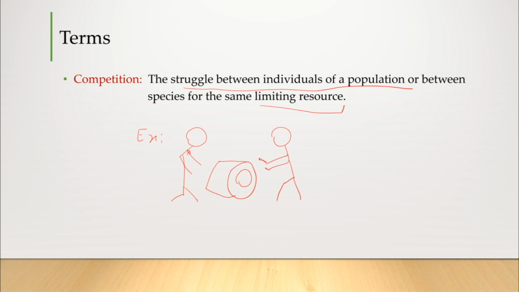So in this case, you can see this is valuable for two different groups of the same species. You can say the individuals of the same population, right? So it's a good example.